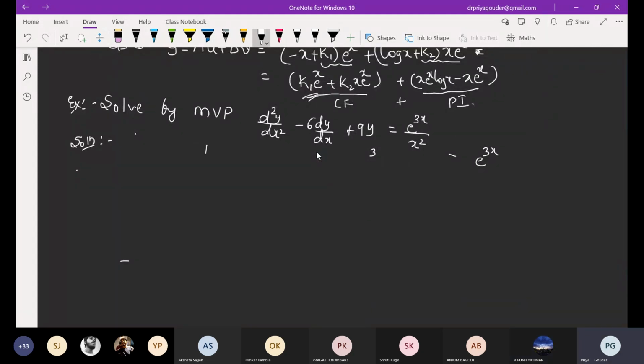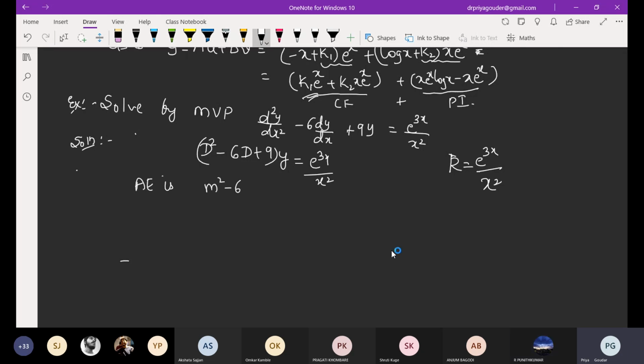Okay, let us write it. So (D square minus 6D plus 9) y is equal to e raised to 3x upon x square. Tell me what is r? The RHS function. Okay. What is the next step? The auxiliary equation.